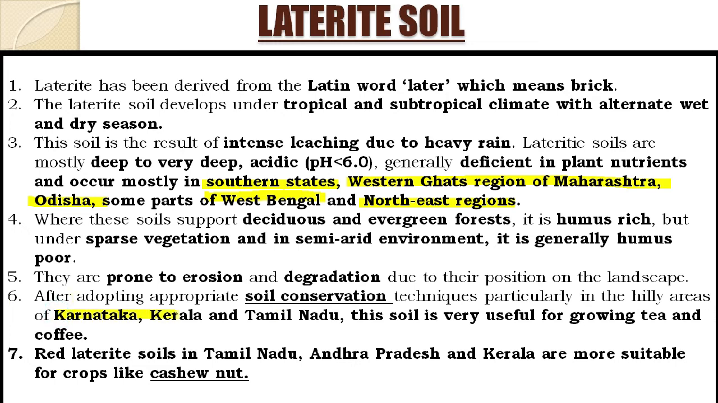also find these soils in Karnataka, Kerala and Tamil Nadu, where it is generally used for growing tea and coffee, while the red laterite soils of Tamil Nadu, Andhra Pradesh and Kerala are suitable for growing cashew nut. So two questions directly from here: after adopting appropriate soil conservation techniques, the laterite soils found in the Karnataka, Kerala and Tamil Nadu region of India are useful for growing which type of crops? And the same question goes here: cashew nut in India is supported by which kind of soil?